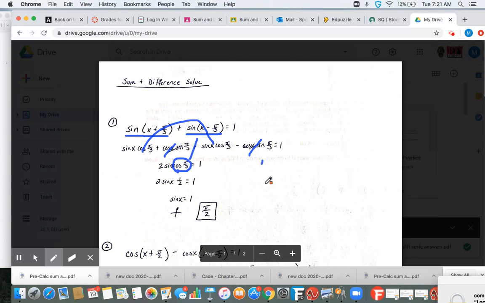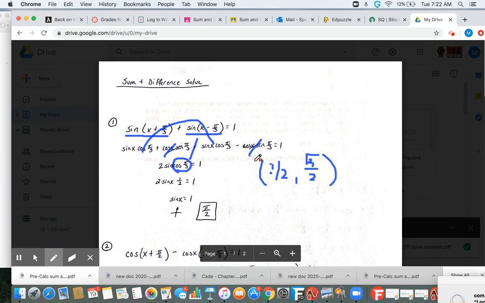So if it helps, think of your points. Pi over 3 is (1/2, root 3 over 2). It's just pi over 3, so you don't have to worry about the signs. They're both positive here. It's in quadrant 1. And because it's x, it's 1/2.